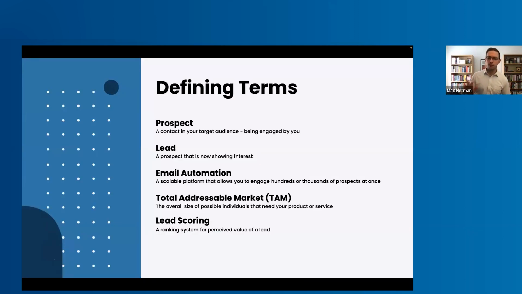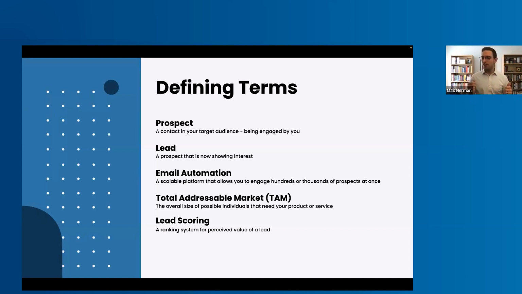So I want to define a few terms. People ask me a lot when I'm meeting with them on an introductory call, what kind of leads am I going to get, or how many leads are you going to engage each week? So I want to define a few terms to make sure we're all speaking the same language. I'll use terms like prospect. These are people in your addressable market that you are going to begin engaging, but they've never responded to you, right? So that's a prospect.